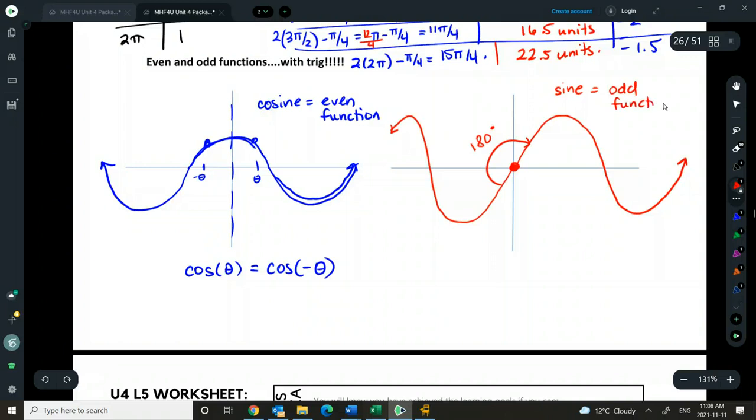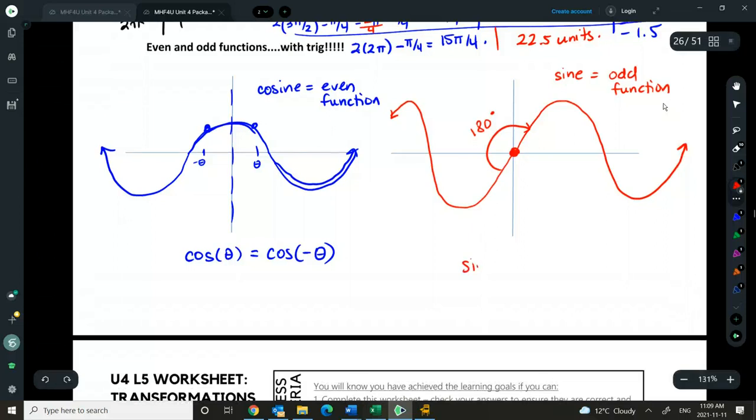Yeah? With sine, there is no constant. So the base sine function wouldn't have a constant anyway. But yes, if there was a shift up or down, that would make it no longer odd.